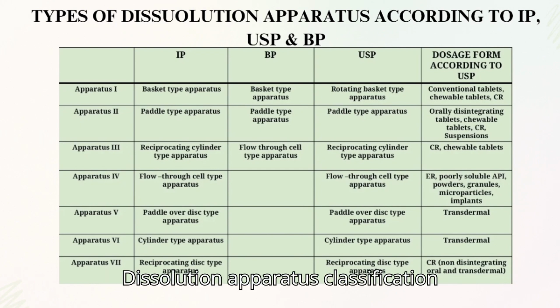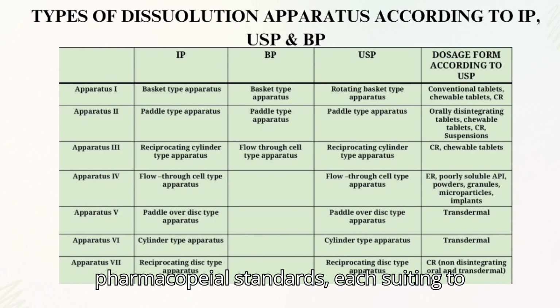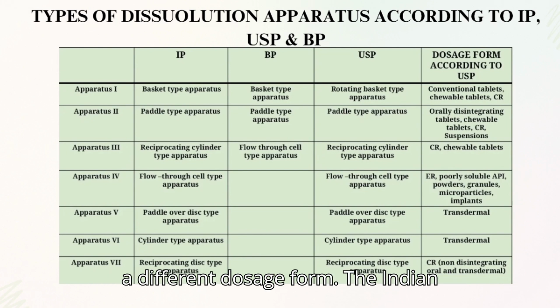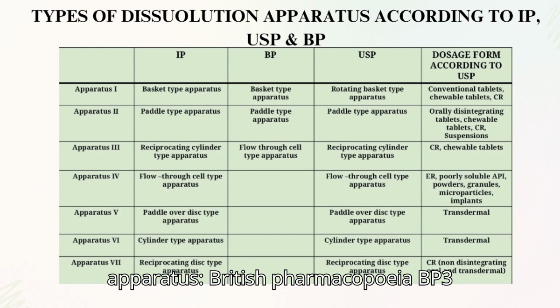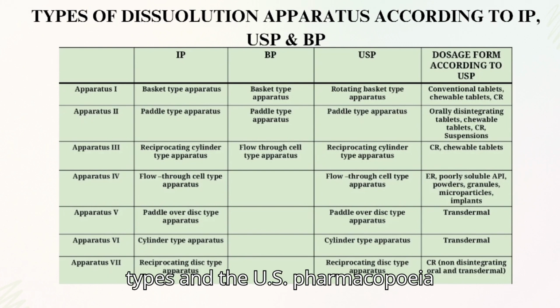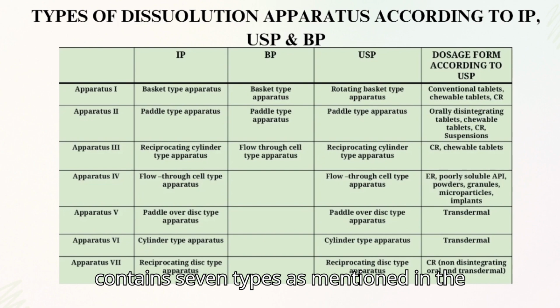Dissolution apparatus classification varies according to different pharmacopoeial standards, each suiting a different dosage form. The Indian Pharmacopoeia, IP, has 7 types of apparatus, British Pharmacopoeia, BP, 3 types, and the US Pharmacopoeia, USP, contains 7 types, as mentioned in the table.